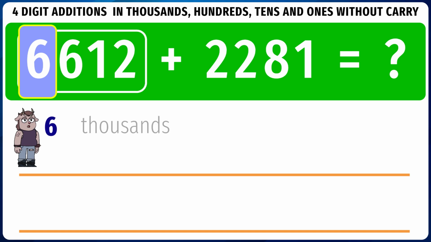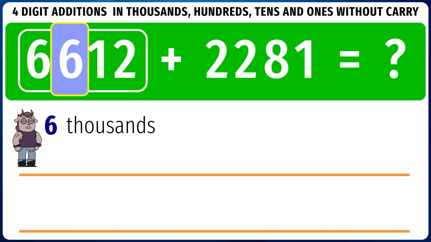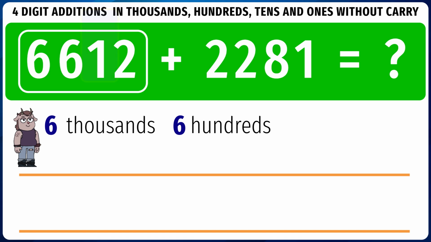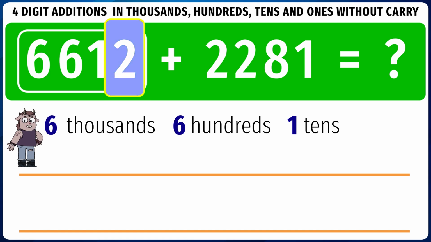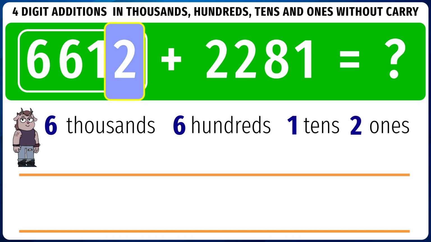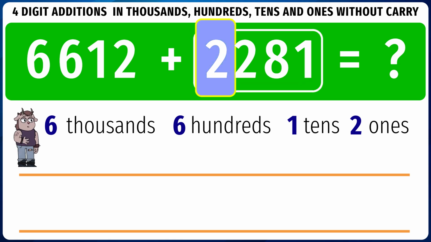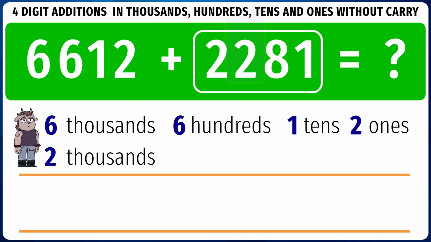The first number, 6,612, has 6 thousands, 6 hundreds, 1 tens, and 2 ones. Revise expanded form first if you have difficulty in understanding this. The second number, 2281, has 2 thousands, 2 hundreds, 8 tens, and 1 ones.